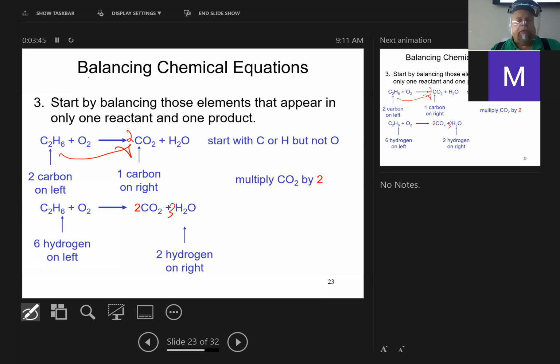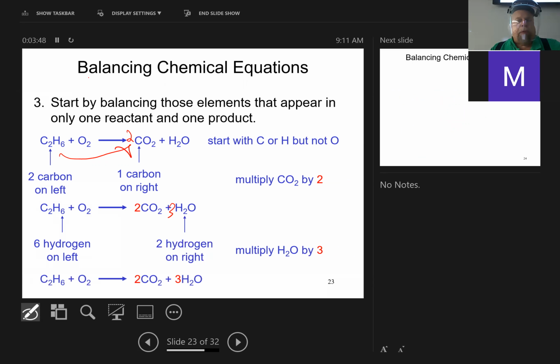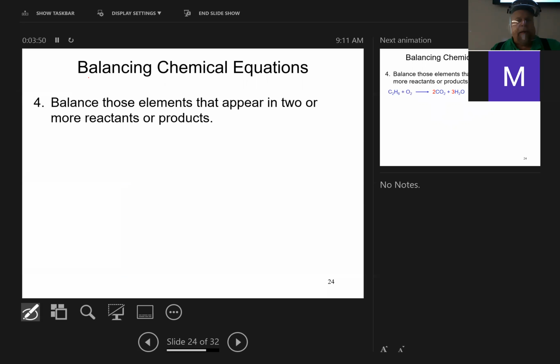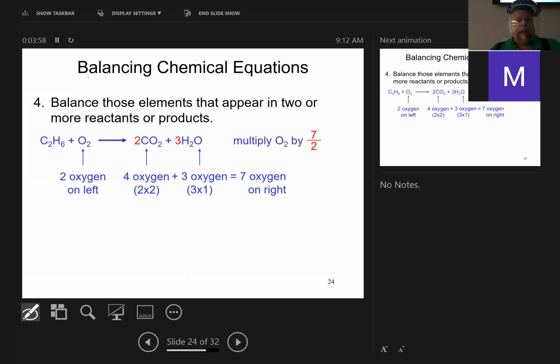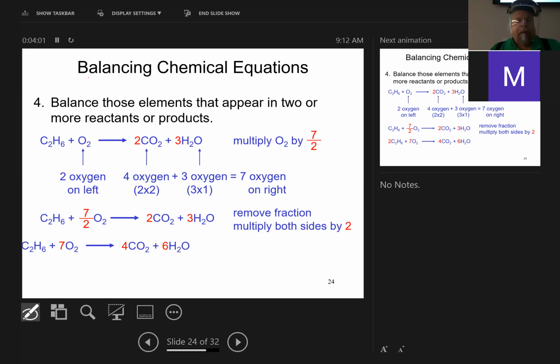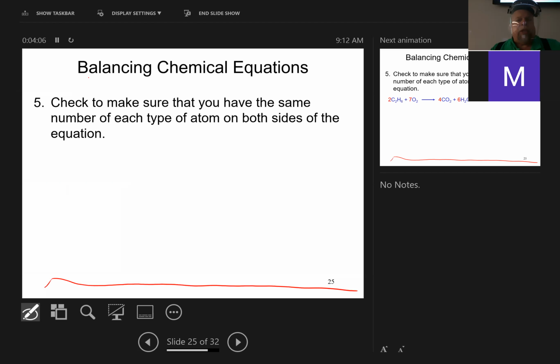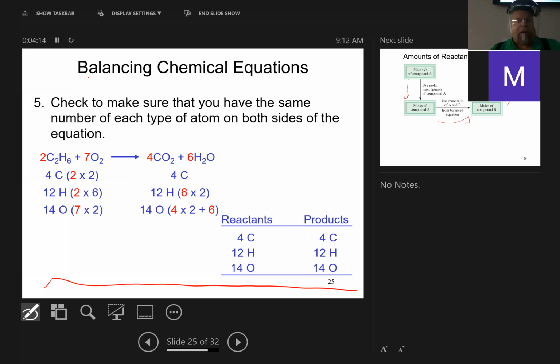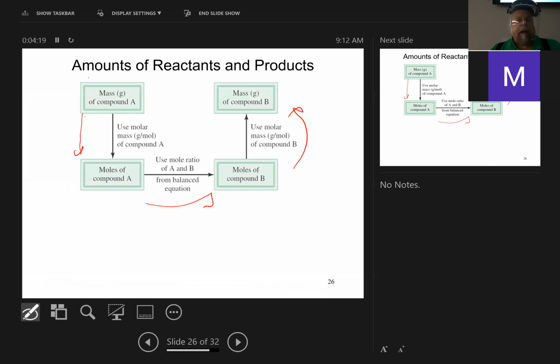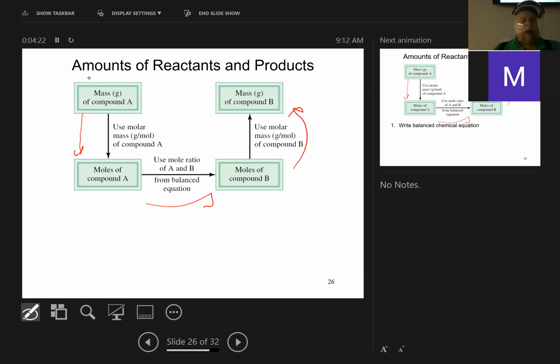So essentially, you go through the process there, multiplying by the number, and then you have that, okay? Now, you balance those elements that appear in 2 or more products, so the oxygens here are the last step. I did this before, and then multiply both sides by 2. Now, be sure you have the same number of each type of atom on both sides of the equation. So essentially, you count all of them up and make sure they're the same on both sides. Amounts of reactants and products.